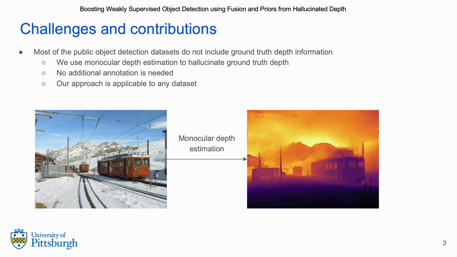Due to the absence of ground truth depth information in most public object detection datasets, we employ monocular depth estimation to hallucinate ground truth depth. This approach requires no additional annotation and it is applicable to any datasets.